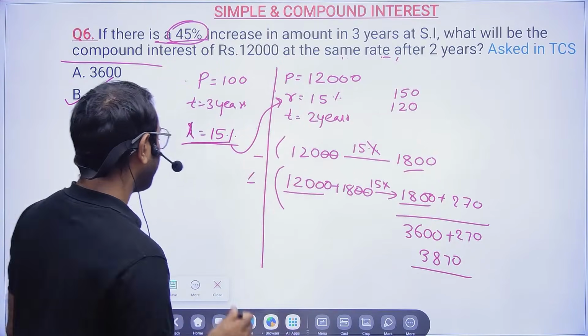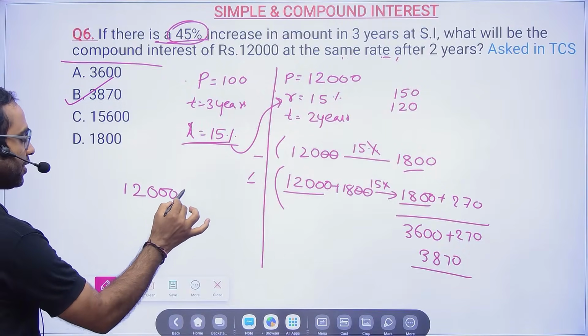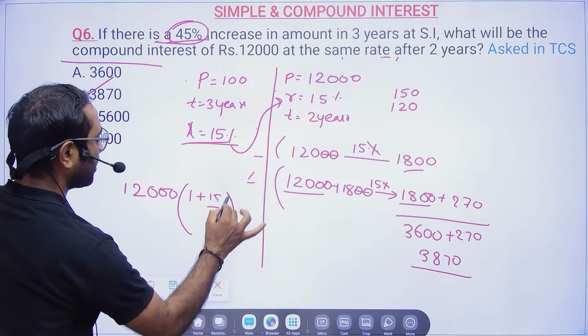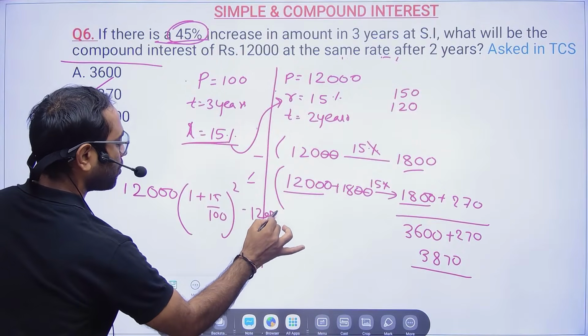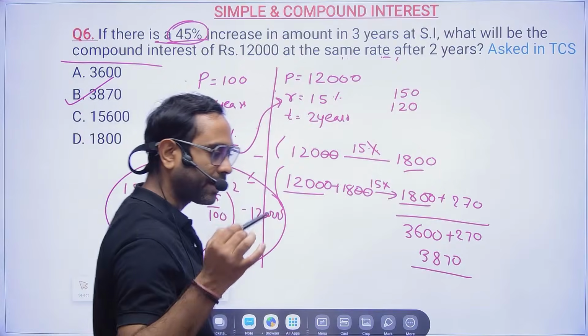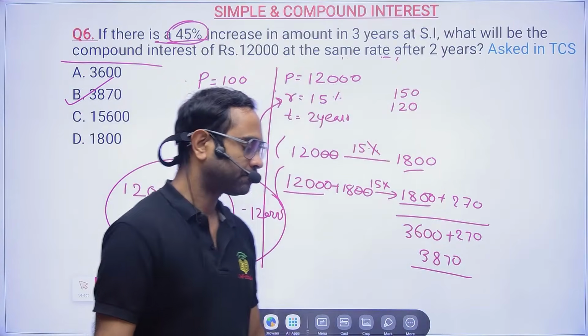If you had used a formula, then your compound interest would be 12,000 into 1 plus 15 by 100 square minus 12,000. So all those things we are trying to avoid, and we are able to avoid. So we are trying to make it easy. Let's see what happens. Clear?